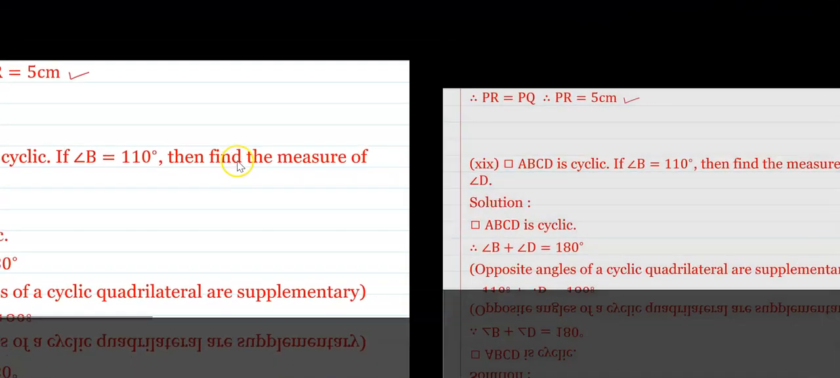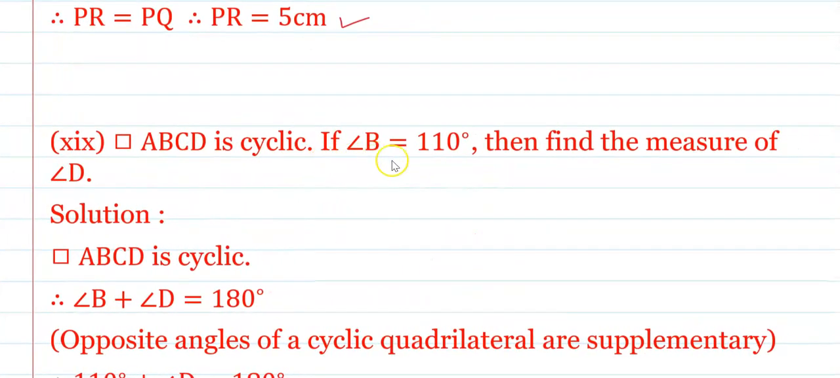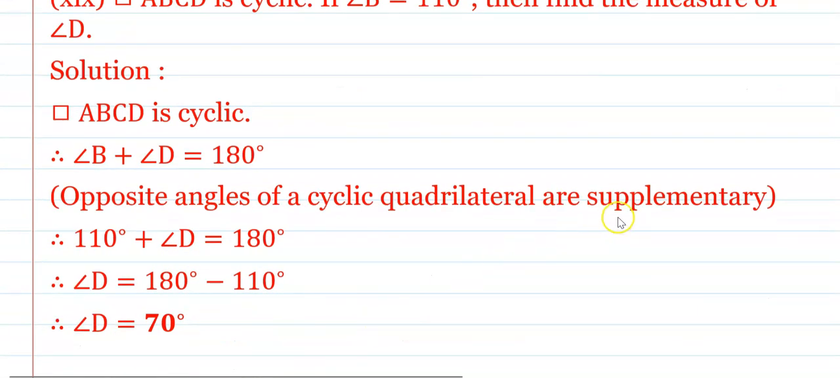Quadrilateral ABCD is cyclic. If angle B is 110, then find the measure of angle D. Quadrilateral ABCD is cyclic, therefore measure of angle B plus measure of angle D is 180. Opposite angles of a cyclic quadrilateral are supplementary. B is 110 plus angle D is equal to 180. Therefore, angle D is equal to 180 minus 110, that is angle D is 70 degree.